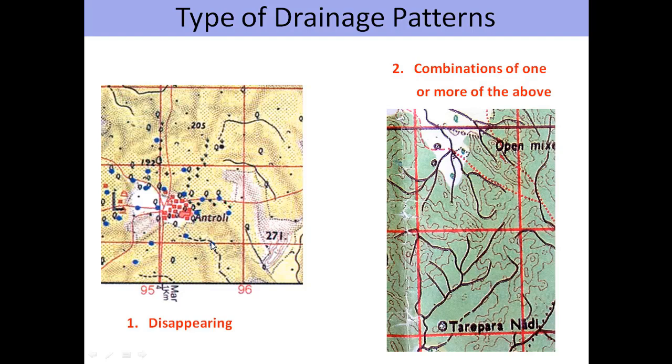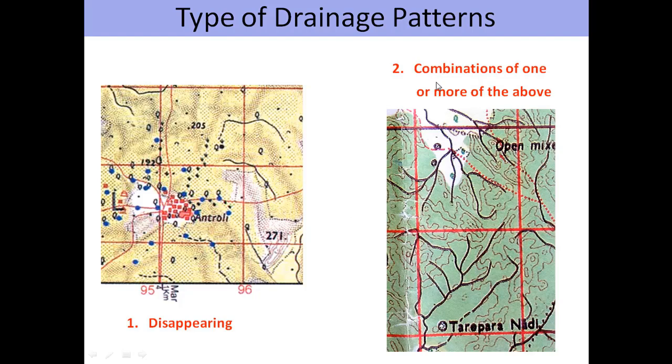Now at what circumstance they're called disappearing stream? As you can see, these brown dots are representing on topographical map the sand dunes. So such streams are seasonal, non-perennial. They only originate during monsoon and they just disappear in the sand.